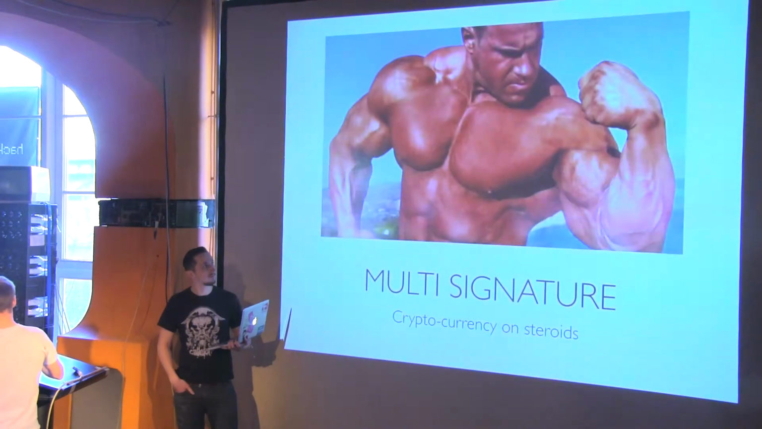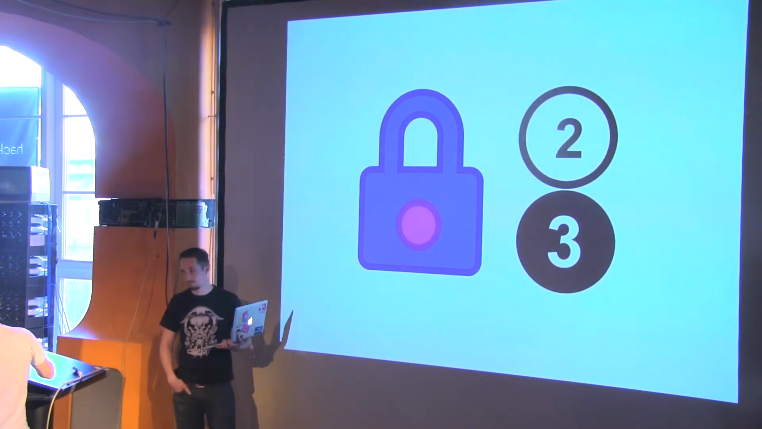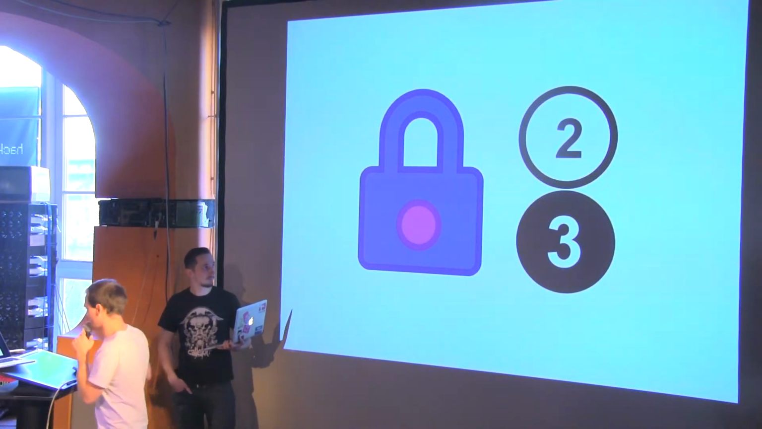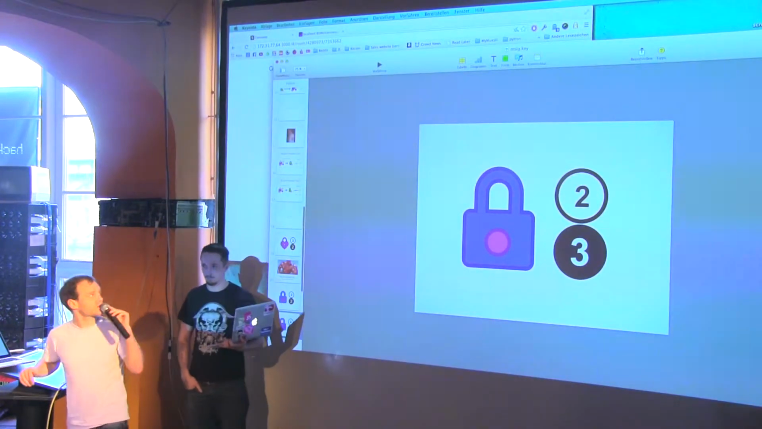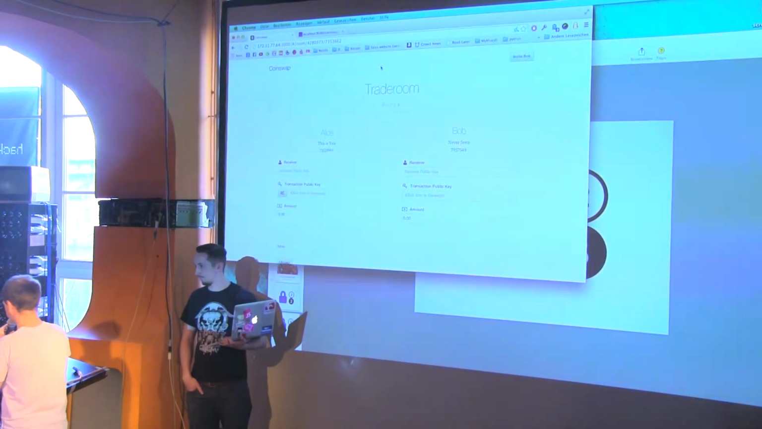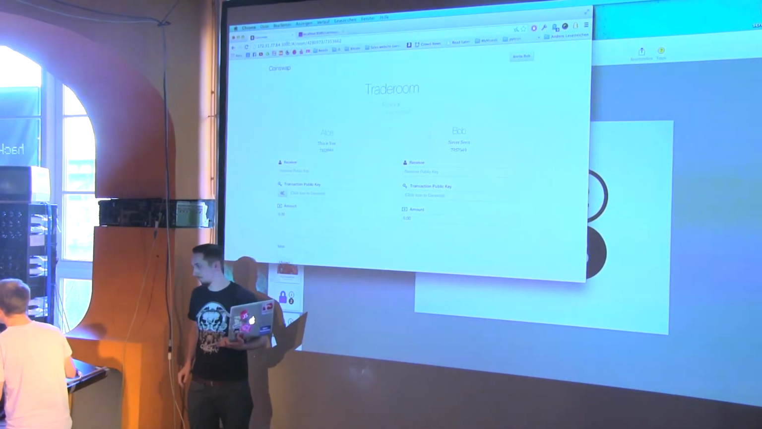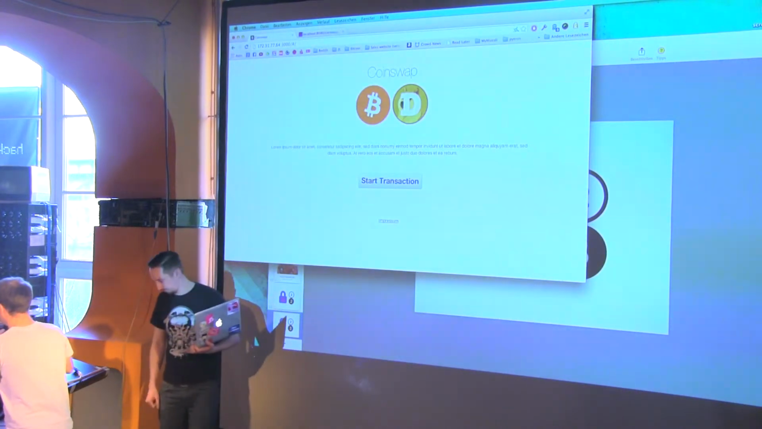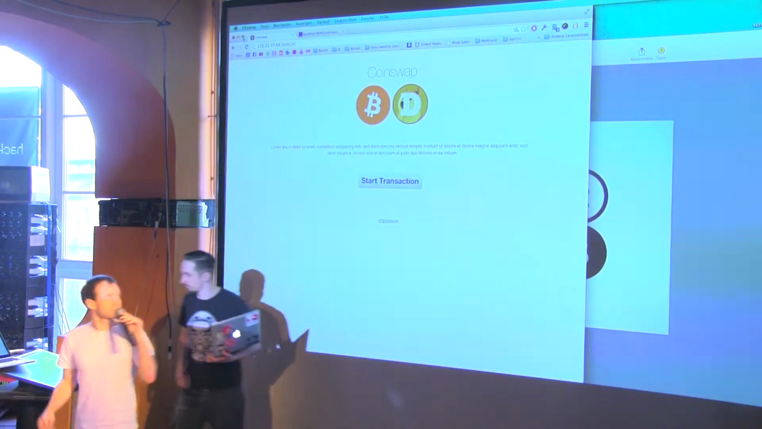We can do not only 2 out of 2, but also 2 out of 3. These are the wallets that are important, the 2-out-of-3 wallets, in our project. So, sorry for the long introduction, but now, how does it work in practice?